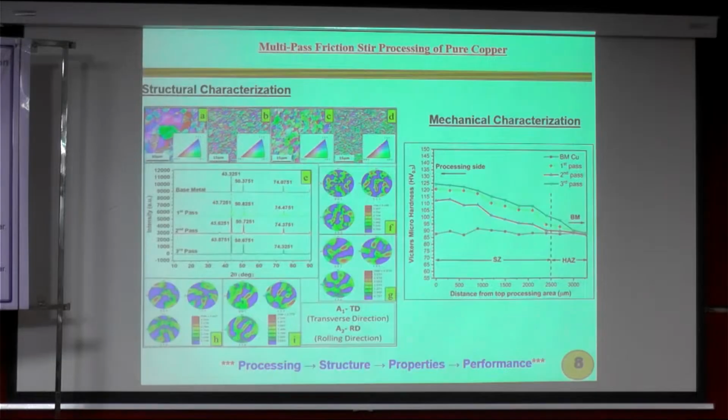Because FSP is associated with severe plastic deformation, new grains form through recrystallization. The strain-free grains come through dynamic recrystallization. That process is associated with friction stir processing. That is why, by increasing the passes, the size of the grains is getting lower.